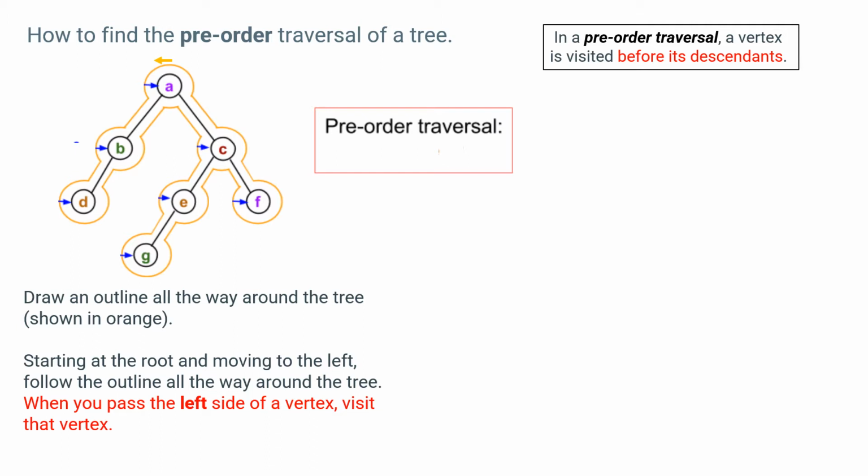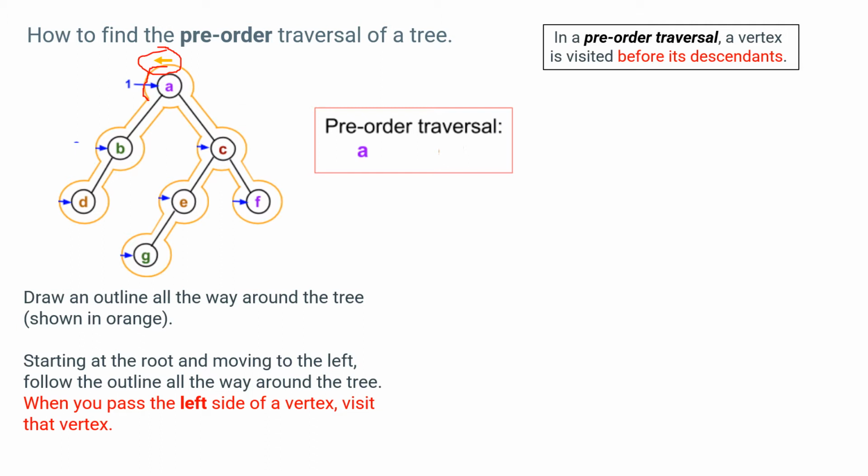So let's start here. Again, we're going to start at the top and move to the left. As I move along this outline, I've moved to the left of A. That means I'm going to process that, or visit it. So we're going to visit A. A would be the first one visited, so I'm going to put A on my list here.